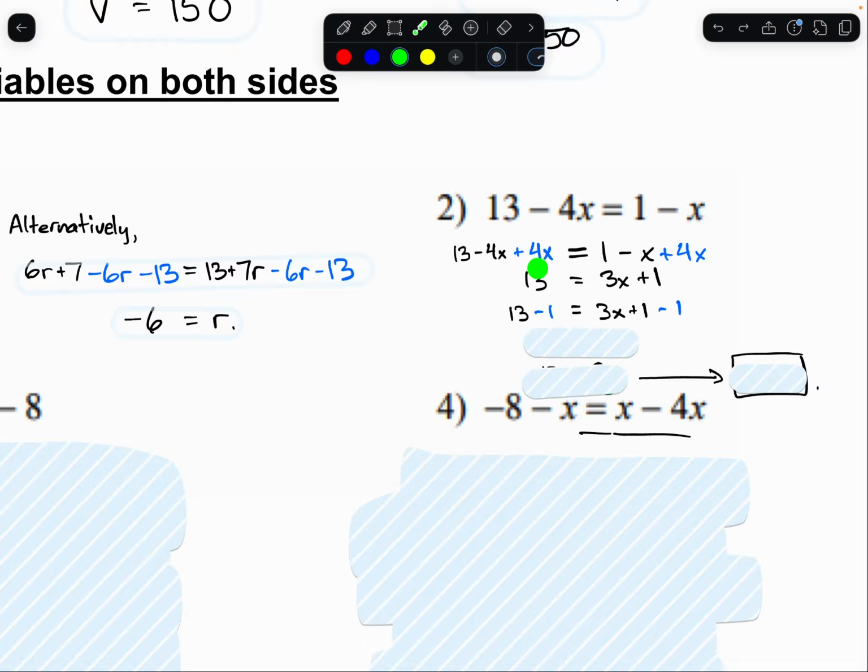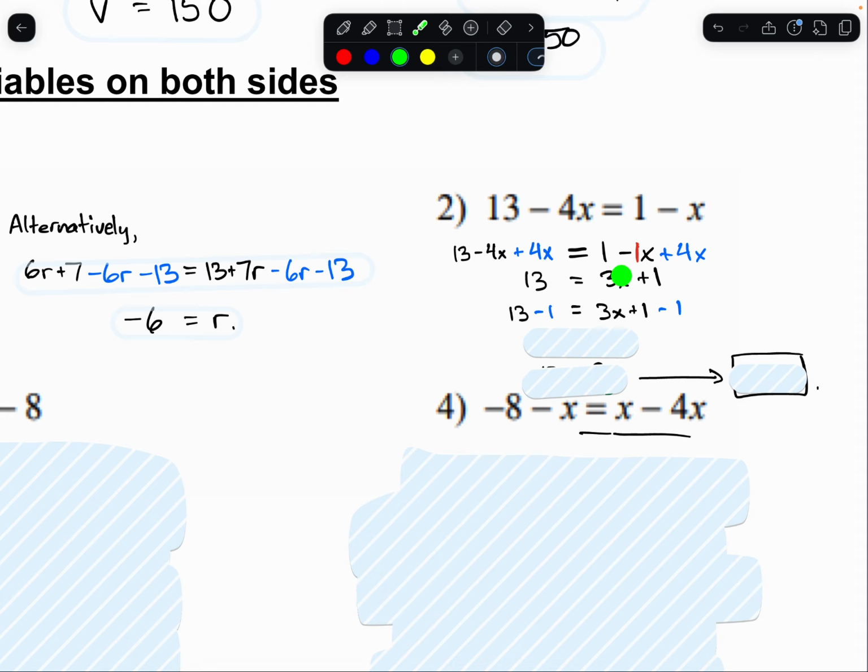So those, when you combine your like terms, will just be 0x, which is 0. And we have 13. But we have to add 4x on the right side as well. So there's like an invisible 1 here. So negative 1x plus 4x is going to be 3x.